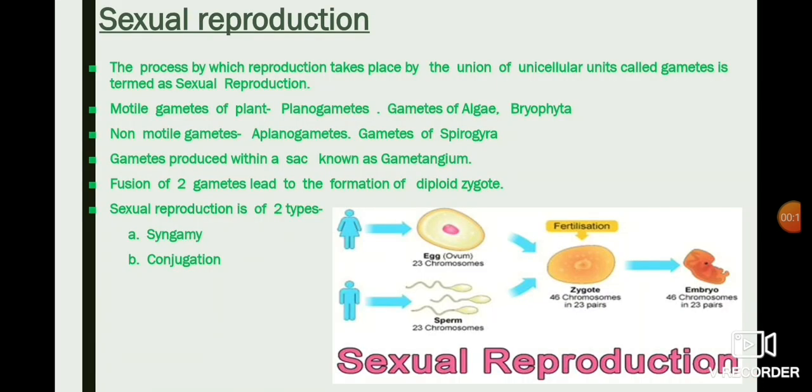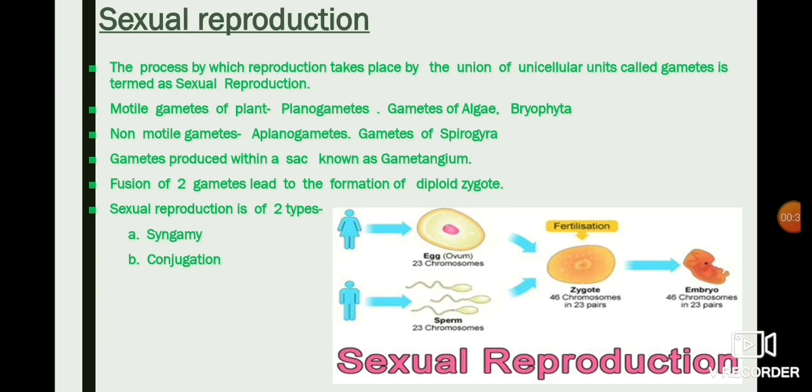Now, before starting with the chapter, I would like to give you a brief idea about what is sexual reproduction. Let me tell you, this type of reproduction you have done previously. So therefore, I am just going to provide you with some brief key points which you should know. Like, first of all, what is sexual reproduction?